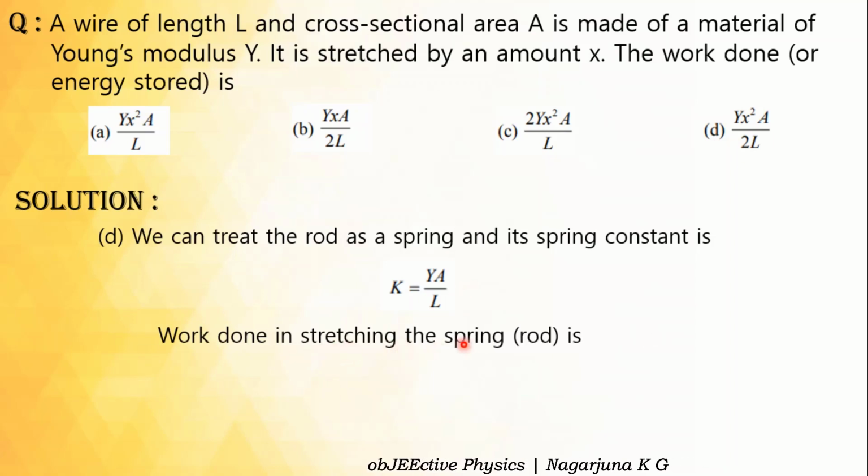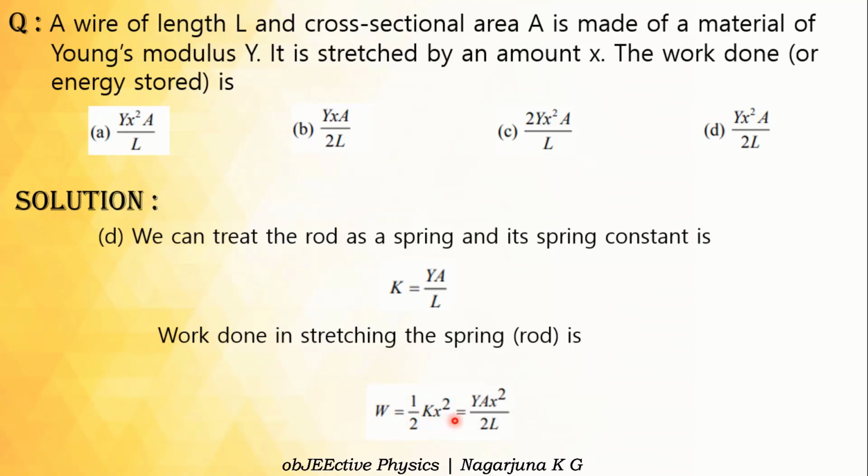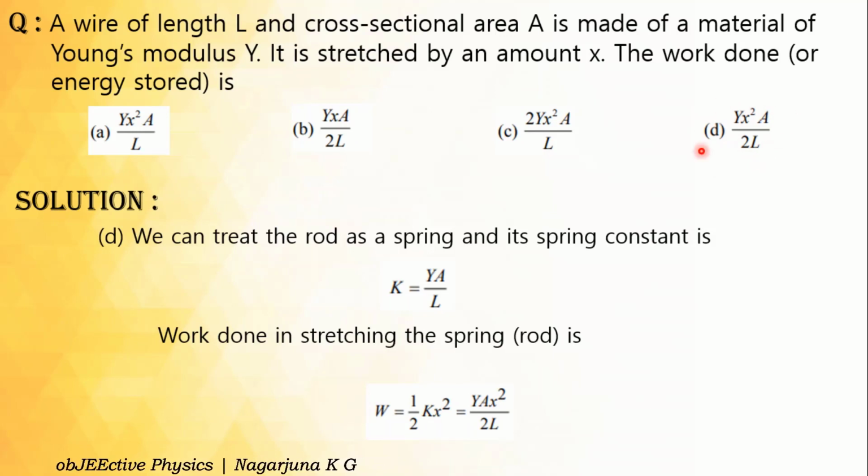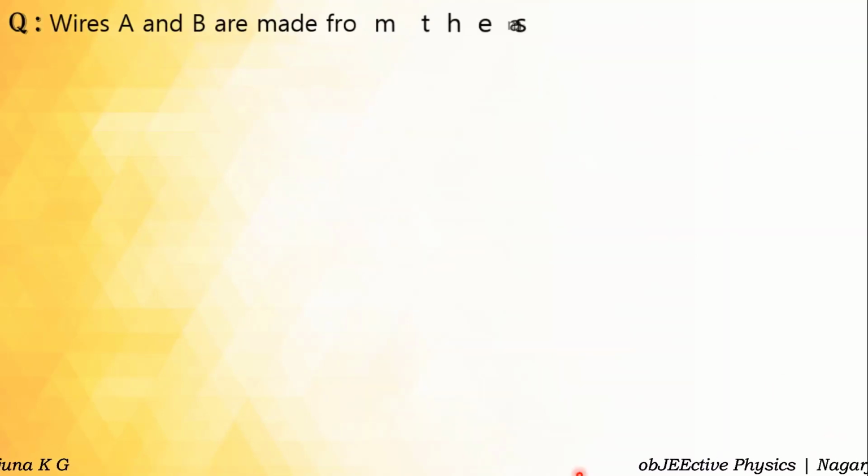Work done in stretching the spring or rod is W is equal to half Kx squared, that is equal to half into, in the place of K, YA by L into x squared. So therefore, our answer is option D, that is YX squared A divided by 2L. Option D is the right option. Next question.